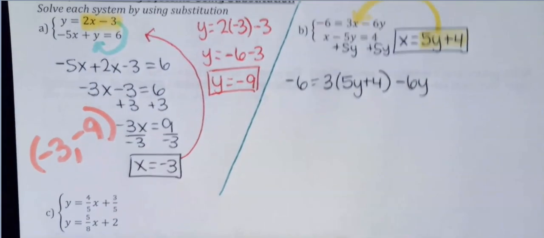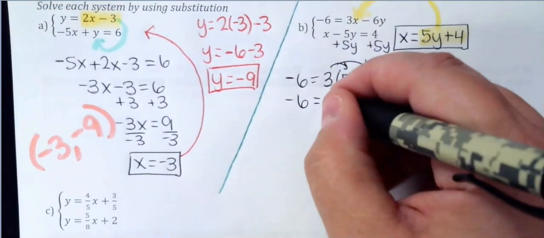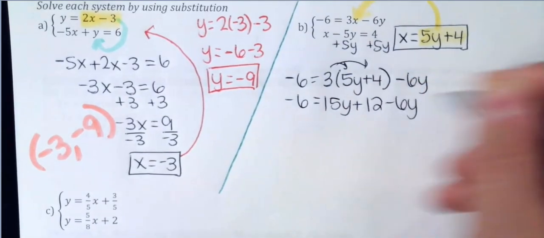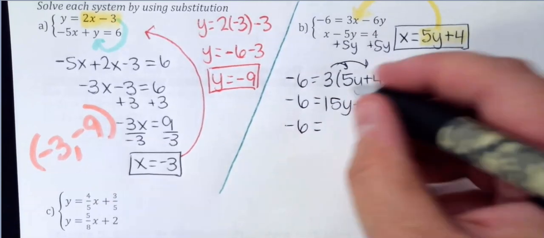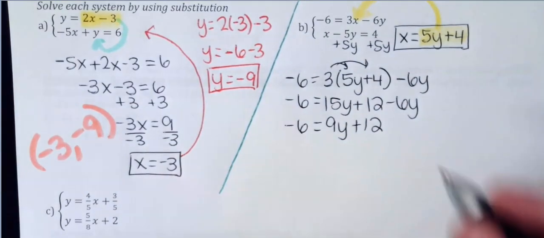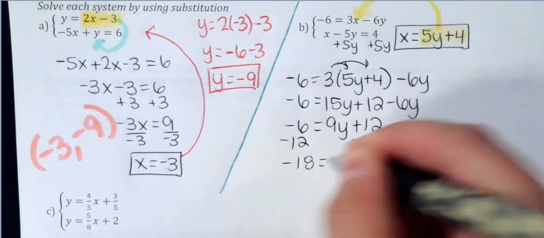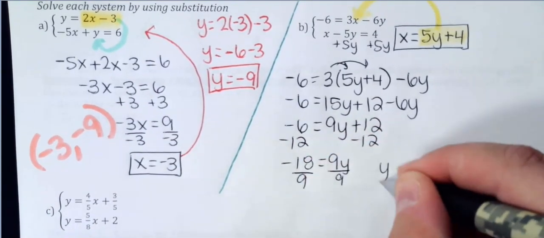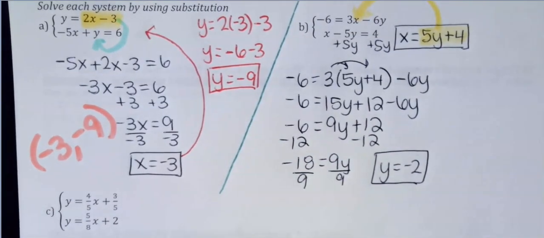And then from there, this is a little bit more algebra. We're going to have to do a distributive property here. So this is going to be 15y plus 12 minus 6y. And if it were me, I'd go ahead and combine my like terms. I got 15y's minus 6y, so I've got 9y's there plus 12. And then I'm going to move the 12. So we get negative 18 is equal to 9y. And then divide by 9. Y should end up being negative 2. And then just remember, you only have half of your answer there.